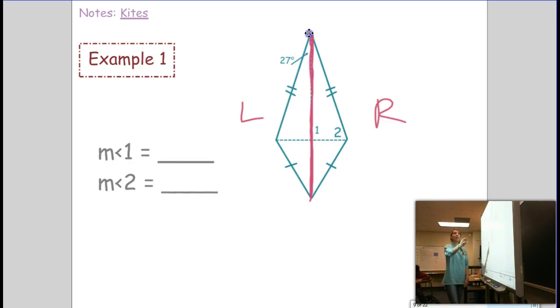So, guys, if this angle is 27 on the left, what's the one on the right? Because it's a mirror. You're literally bolding a mirror. 27 looks in the mirror and sees 27. Okay.